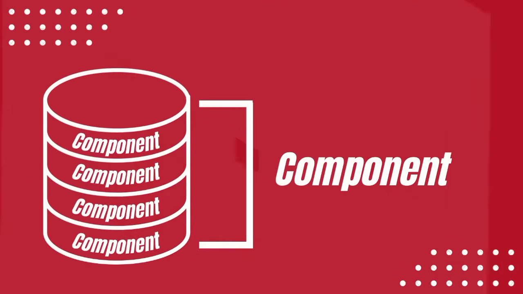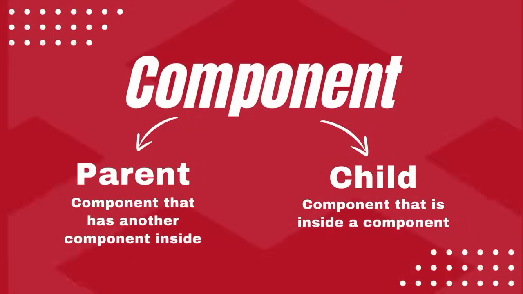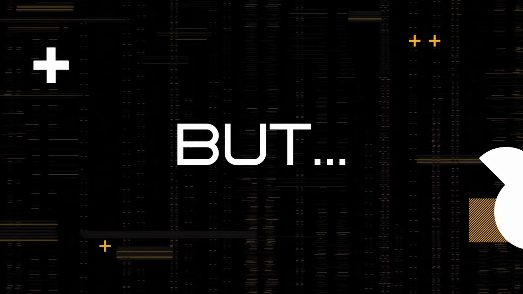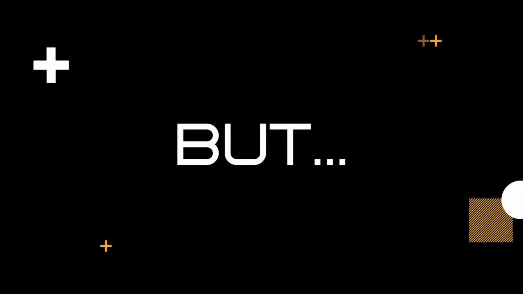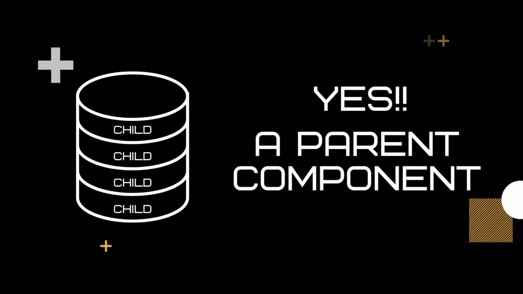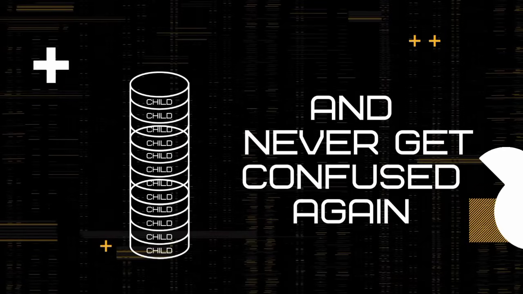In React, components can be nested within other components. The component that contains another component is called the parent component, and the component inside is called the child component. Pretty simple, isn't it? But when you start to write longer code, this understanding can get complex, so it's best to decide what the parent component is first. That way, you can add more child components inside it, and never get confused again.